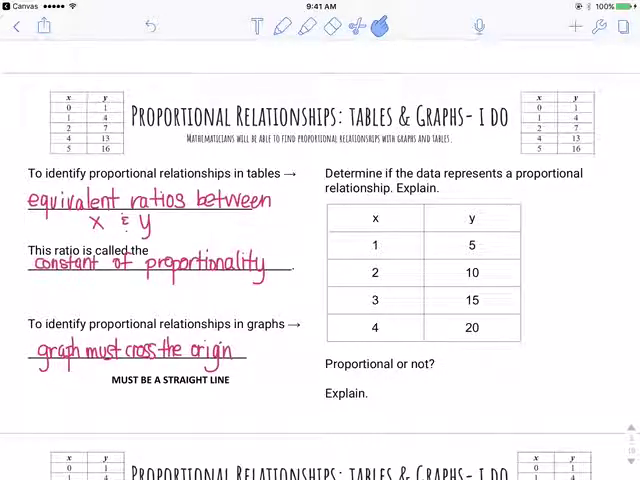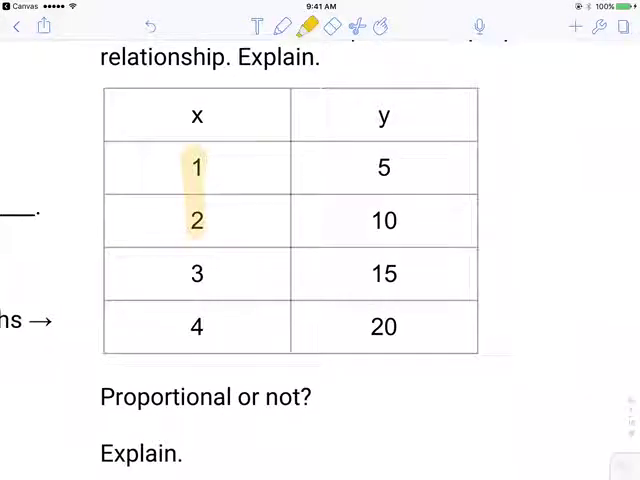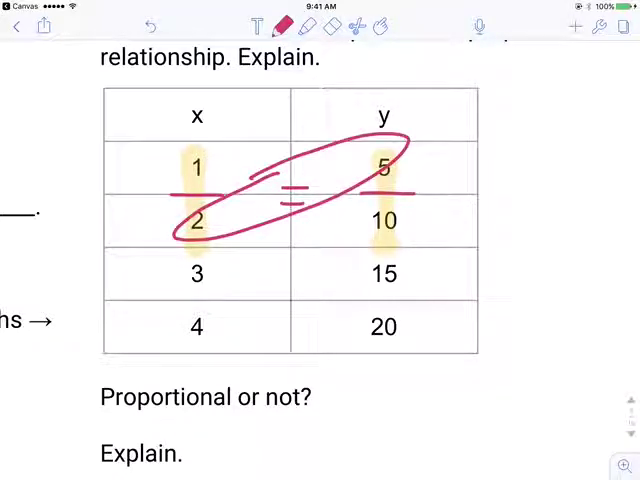So if I look at this table, I need to find an equivalent ratio between x and y. So I'm looking at x and y, and what I like to do is I like to look at these like fractions and set them equal to one another. So I'll use some color to show you that. And how do I determine if fractions are proportional? Well, I can cross multiply. So 2 times 5 is 10.